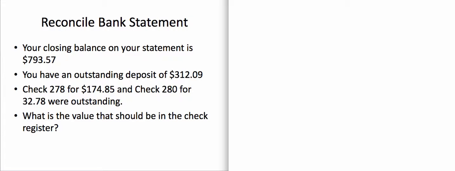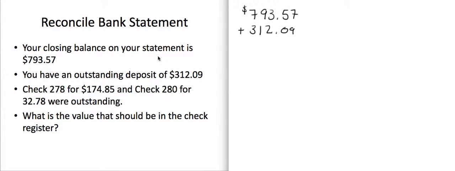We're going to start off with our closing balance, or the balance that they show us on our bank statement. In this case, it's going to be $793.57. We have an outstanding deposit of $312.09, so that means we're going to add in that $312.09, because we have it, it just didn't show up on the statement.